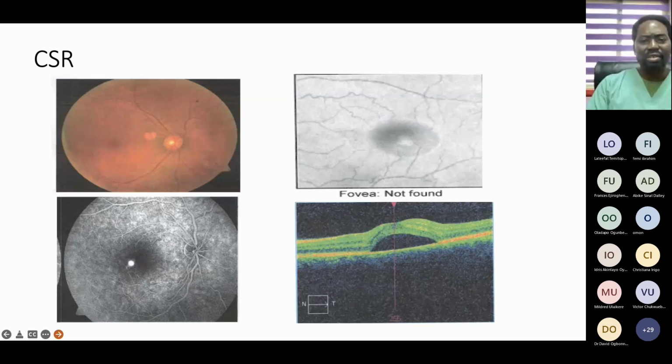Central serous chorioretinopathy has also, this is the SLO image. You can see this central area of elevation. Here too, you can see on the fundus, and this is an ink blot appearance.